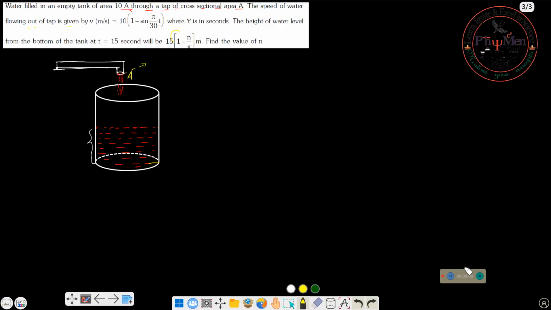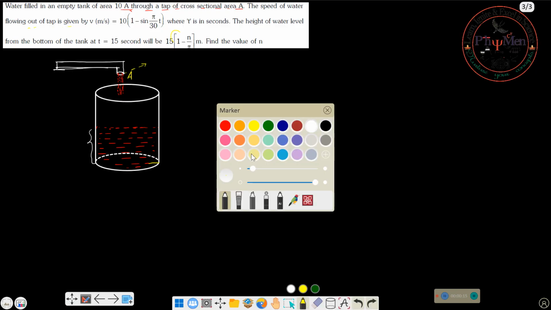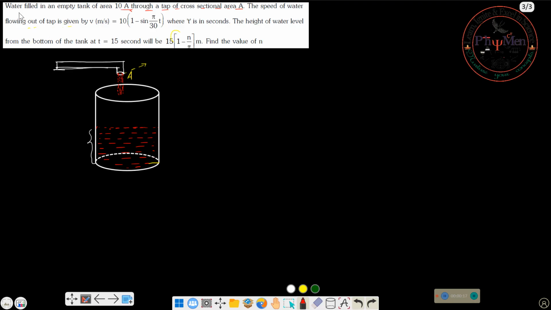Today I am going to discuss one problem of fluid mechanics based on flowing rate. The question is: water is filled in an empty tank of area 10A through a tap of cross-sectional area A. The speed of water flowing out of the tap is given by v = 10(1 − sin(πt/30)), where t is in seconds. The height of the water level from the bottom of the tank at t = 15 seconds will be 15(1 − n/π) meter. Find the value of n.